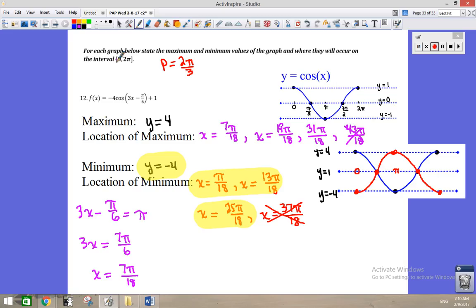So on this interval from 0 to 2 pi, these numbers are all between 0 and 2 pi, and these three inputs into this function will cause an output of 4, and that's the maximum value that this function ever sees. So the maximum value is y equals 4 at these three different locations. So hey, I hope that helps, and I'll talk to you later.